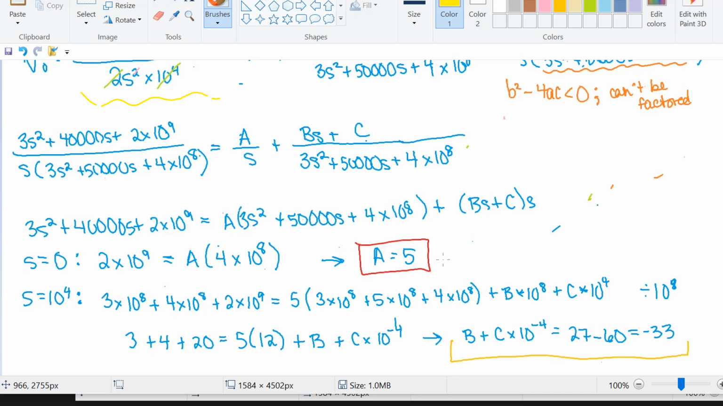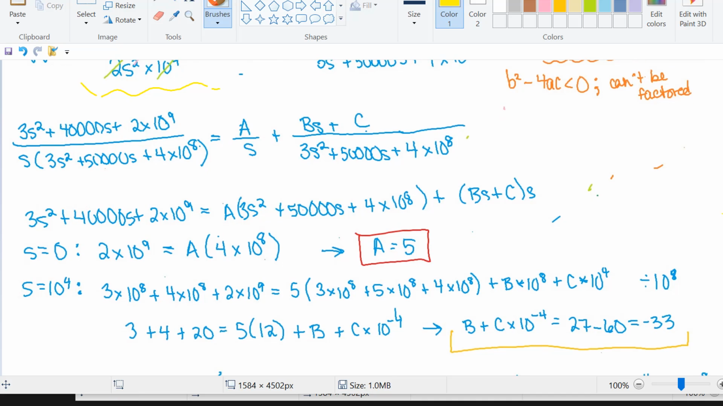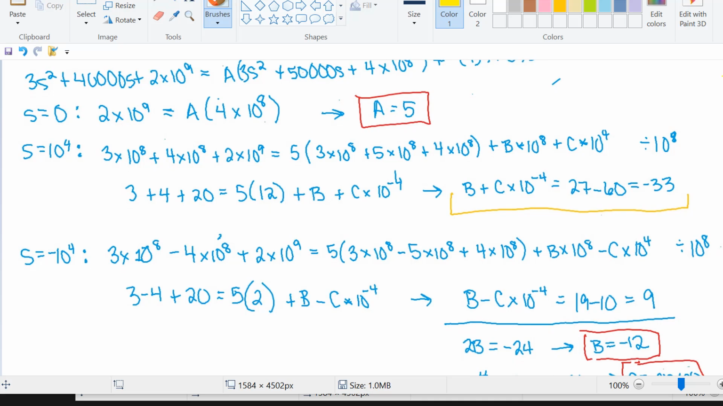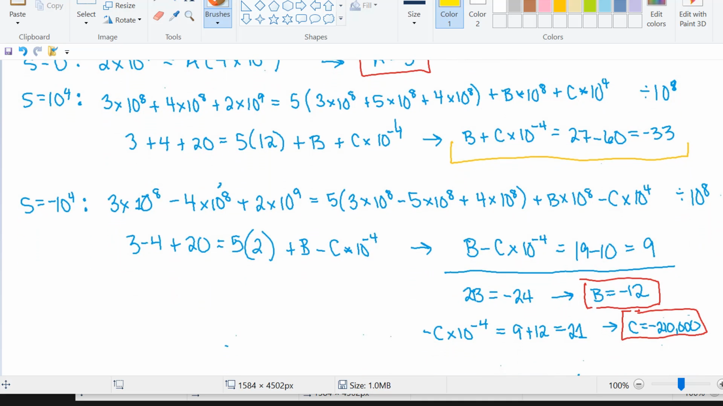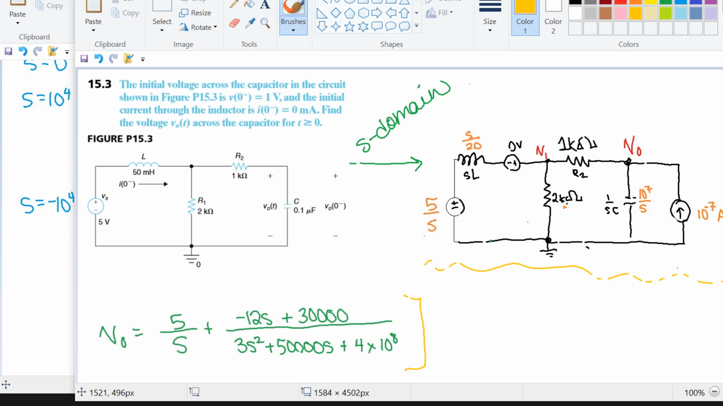For the second and third, there's not a super nice number to plug in anymore. And I wouldn't plug in like 1 because you're going to get your 3 and then your 4 times 10 to the 8th is going to disappear. So I made a choice to plug in 10 to the 4th because then every term is about the same size. And then I plugged in negative 10 to the 4th. So I'm just going to bring that up. Again, you can pause and copy what I did, but I ended up with B equals negative 12 and C equals negative 210,000. So then I can write the partial fraction decomposition.